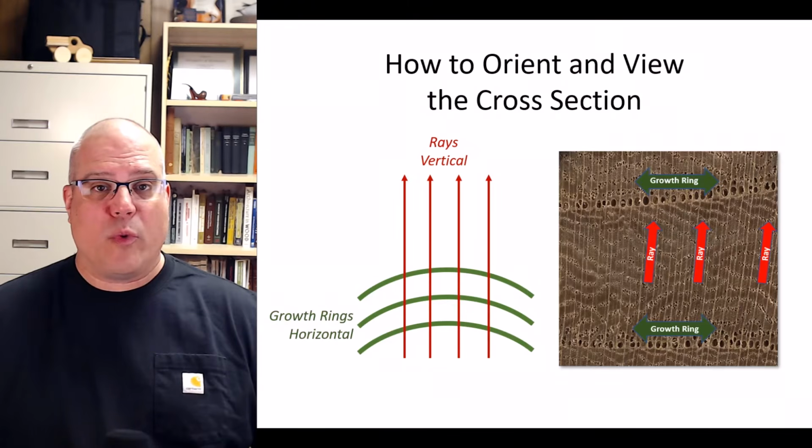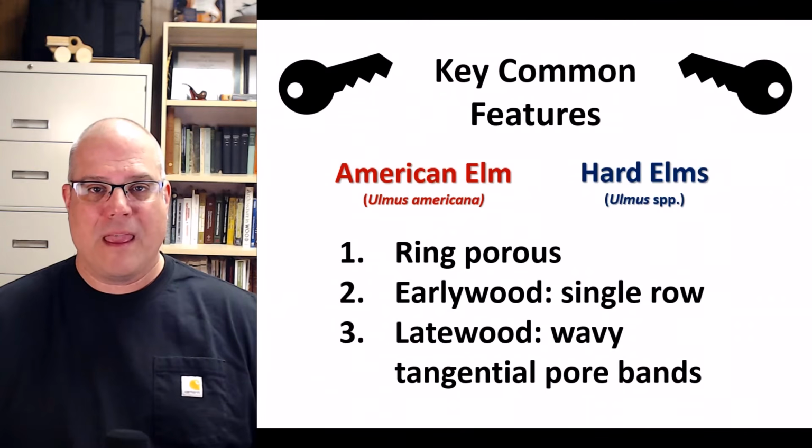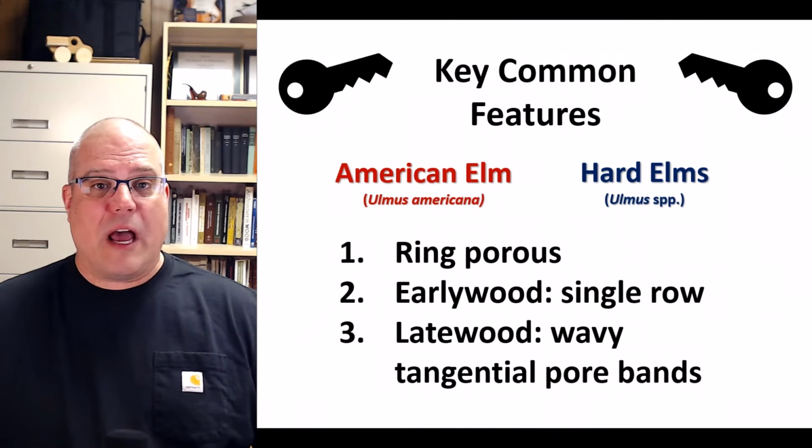As we suggested in the previous video, please remember when you view your wood specimens under a hand lens to orient them with the rays running vertically and the growth rings running horizontally. This will make it easier to compare them to the images you see in my slides and your wood anatomy reference book. All references to vertical and horizontal in my videos will assume this same ray and growth ring orientation as in the images.